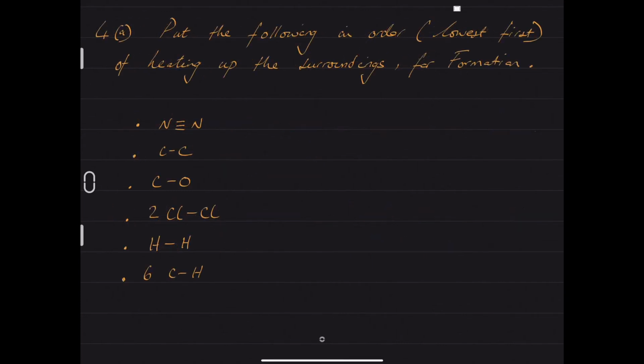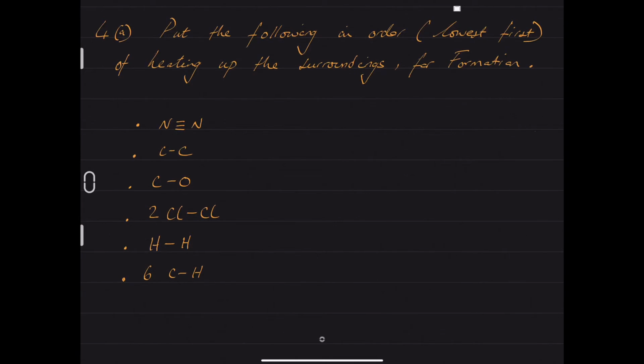Question 4. Put the following in order, the lowest first, of heating up the surroundings. So if the surroundings were to be heated up and we have a number of different chemical bonds, starting with the lowest one. Sorry, let me just repeat that. You need to put the following in order, lowest first, of heating up the surroundings for formation.